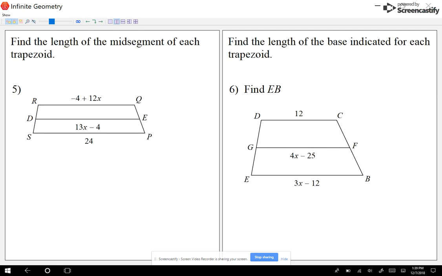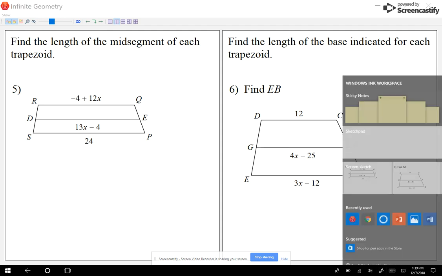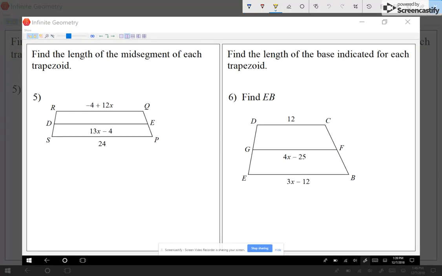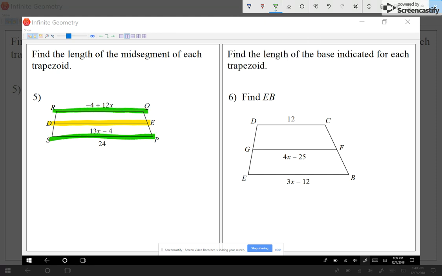Now, the last two examples that I have, let's see, question number 5. I'm gonna do the mid segment in yellow, and then I'm gonna do the bases in green. If you notice, I have an x in the middle and then I have an x on the base. But all I'm gonna do is the mid segment, which is 13x minus 4, all of it times 2. And in this case, it's gonna equal negative 4 plus 12x plus 24. Mid segment times 2 equals the sum of the bases. So the rest is just algebra.